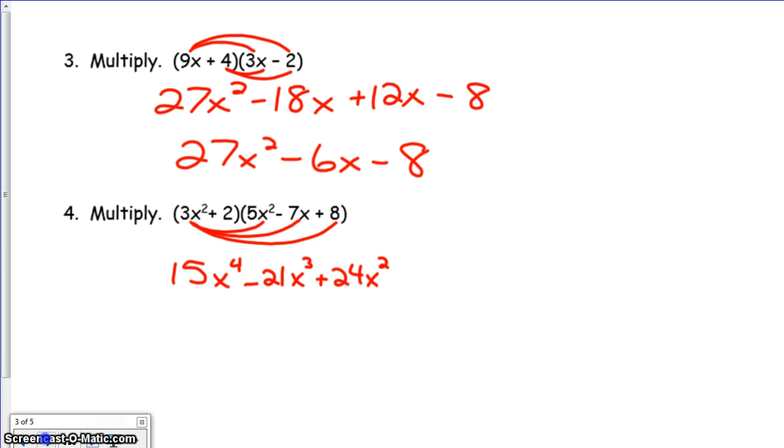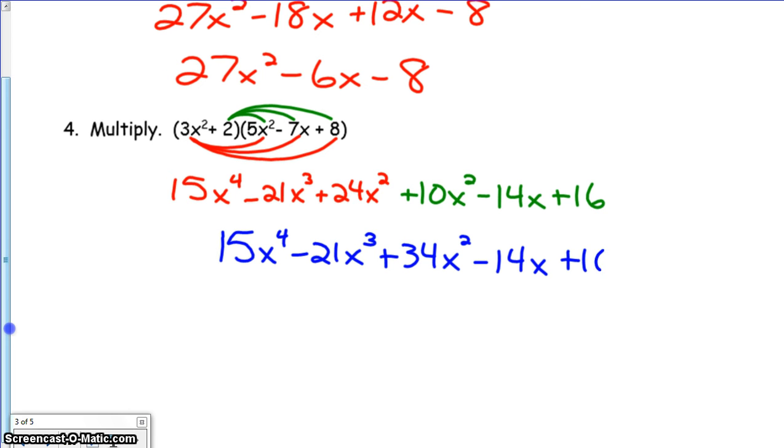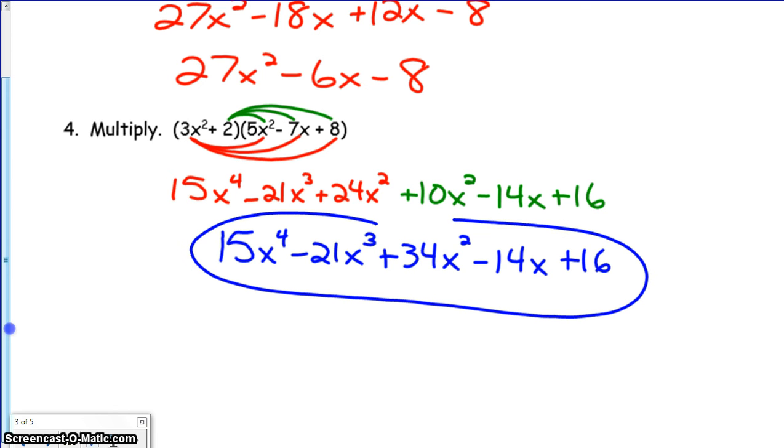Then we go on and do 2 times everything, so plus 10x squared minus 14x plus 16. When we combine our like terms to simplify, we are going to get 15x to the fourth minus 21x cubed plus 34x squared minus 14x plus 16. And that's our simplified polynomial. So that's a quick review of what we've done so far with our polynomials.